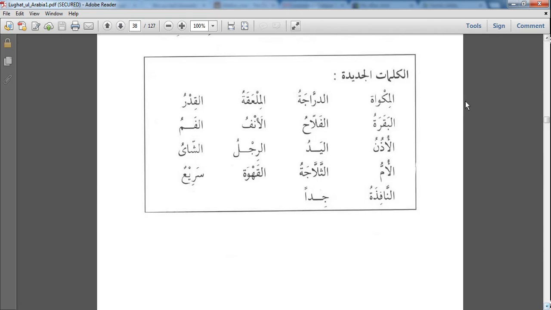We've learned already the vocabulary in the lesson, but please memorize it and go through it and do not forget it, because this new terminology will come up again and again in the future.